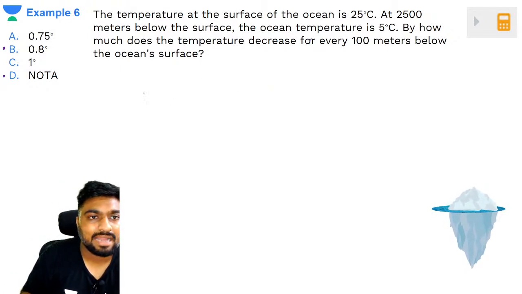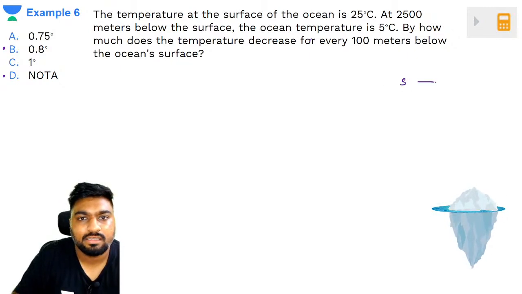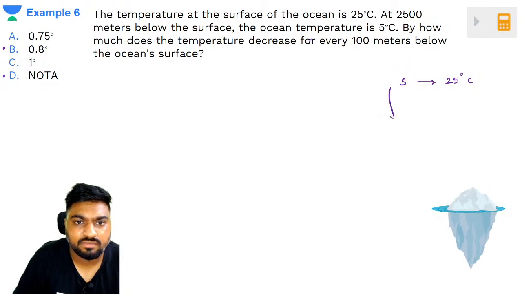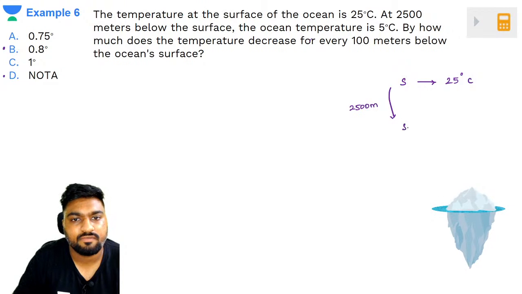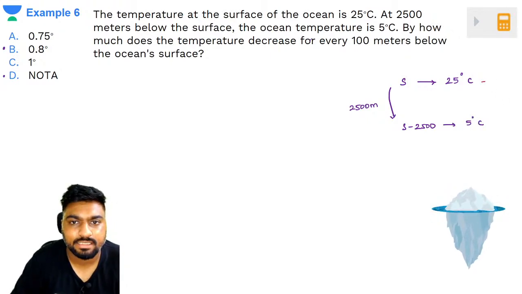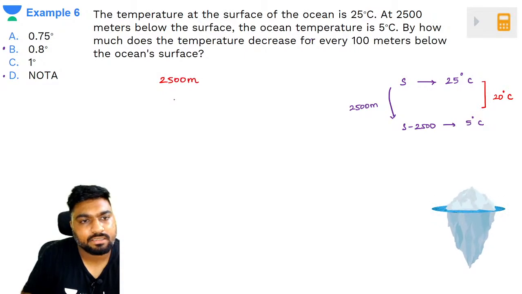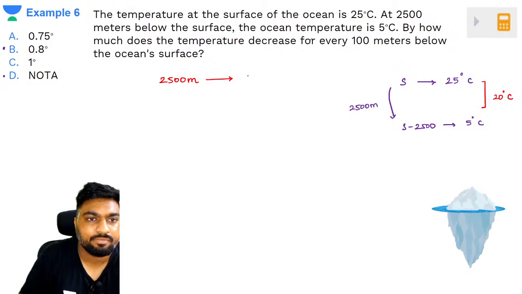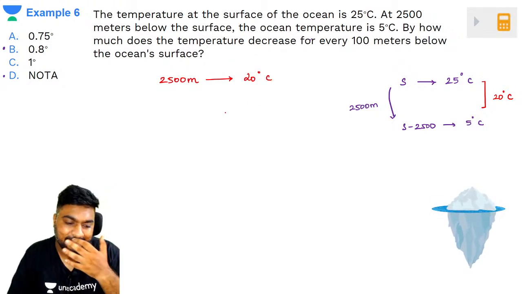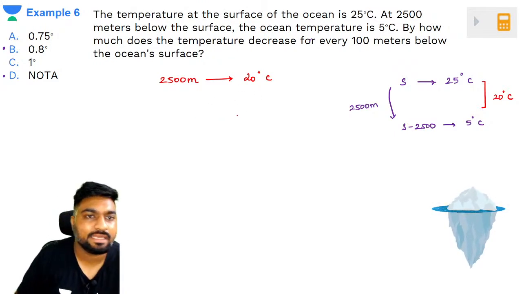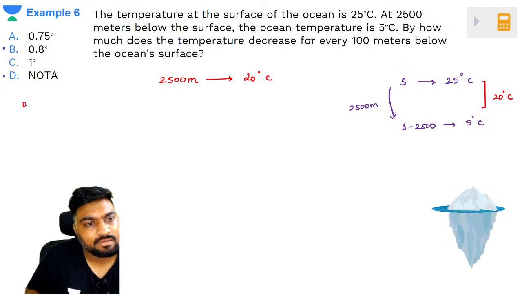So what are they saying? At the surface, the temperature is how much? 25 degrees. When we go down by 2500 meters, what happens? The temperature becomes 5 degrees Celsius. How much does it decrease? It decreases by 20 degrees. Agreed? So for every 2500 meters, the temperature decreases by 20 degrees. So what happens here? Decrease in distance is directly proportional to decrease in temperature. Correct?